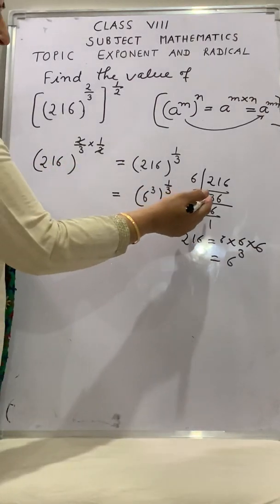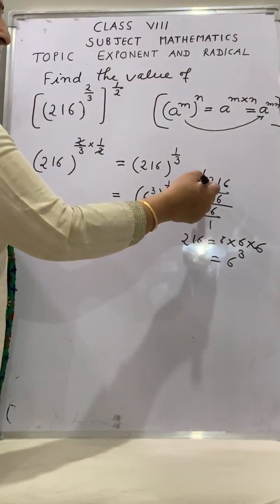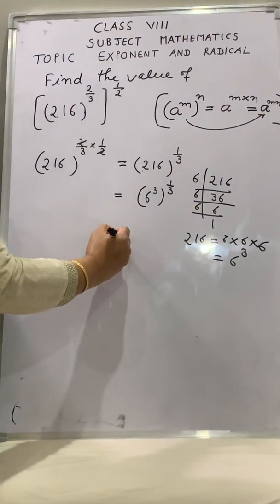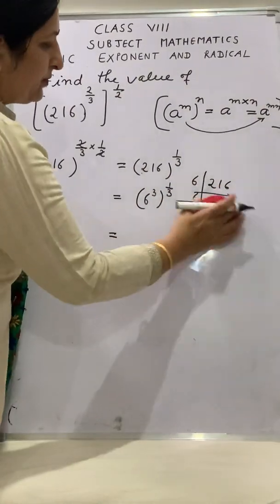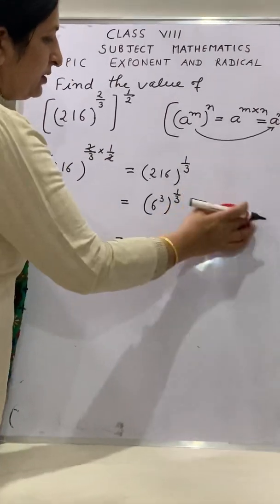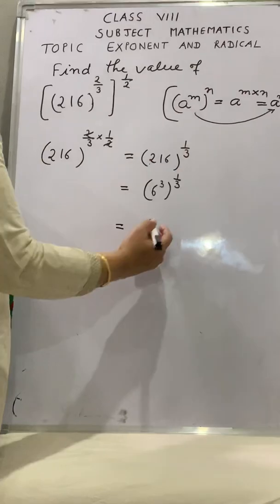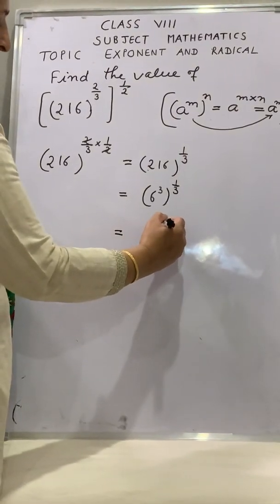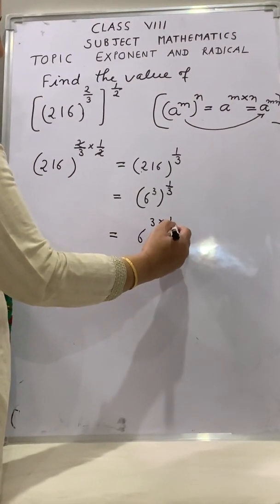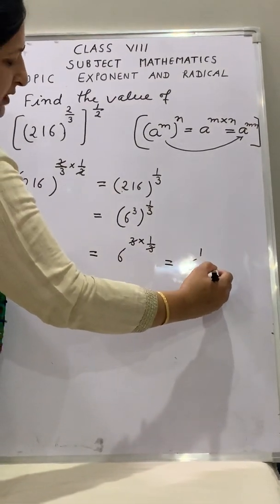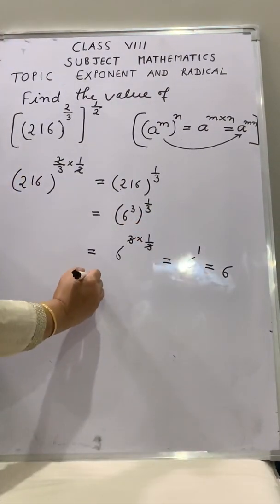You can make prime factors or you can make prime or composite. Now, which rule will be applicable here? Same rule. 6 raised to power 3 multiplied by 1 by 3. 3 cancels with 3. It will be 6 raised to power 1, equal to 6. Answer is 6.